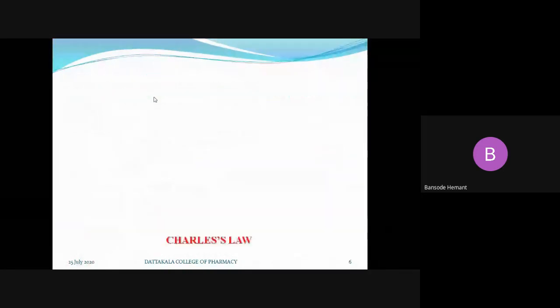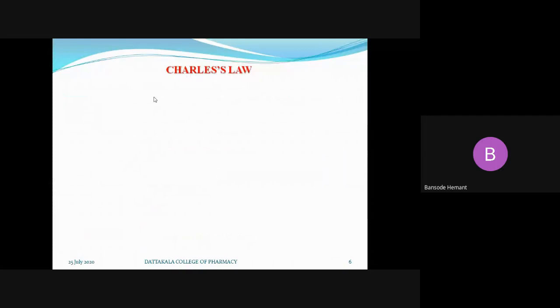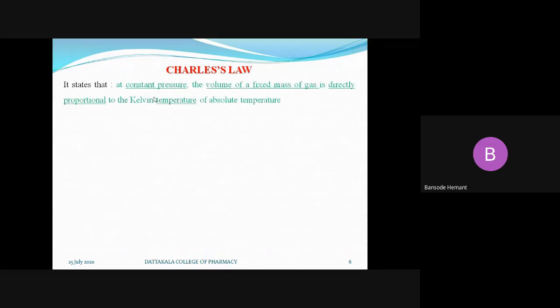Second law is Charles' law. The scientist Jacques Charles observed the relationship between the temperature, pressure, and volume in 1787.